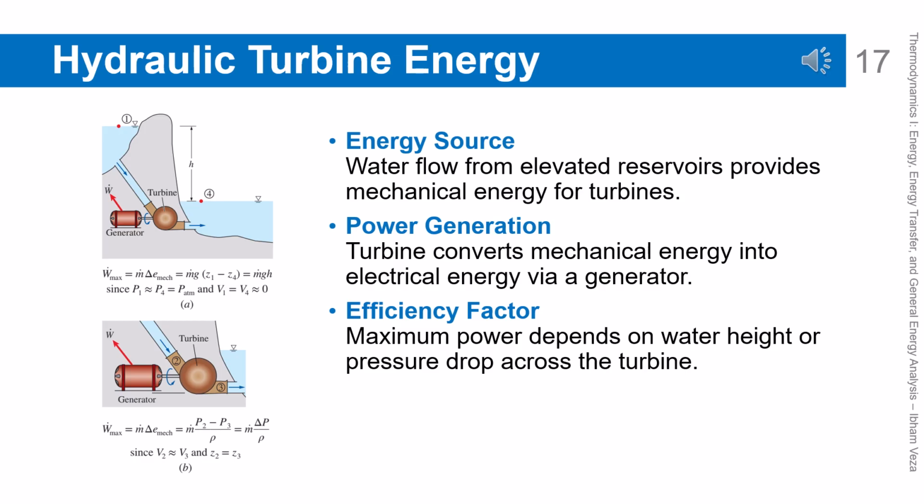Hydraulic turbine energy. Water flowing from a higher elevation carries potential energy that can be converted into mechanical energy. The turbine converts this energy into shaft rotation. The generator then converts it into electrical energy. The amount of power produced depends on the head or pressure difference. This shows the direct relationship between flow conditions and energy production.